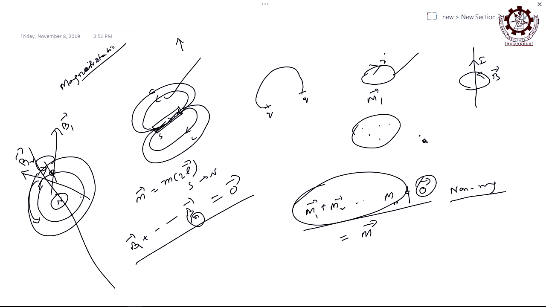So, now this is about the general definition of a magnet and the origin of the magnet from the atomic level.